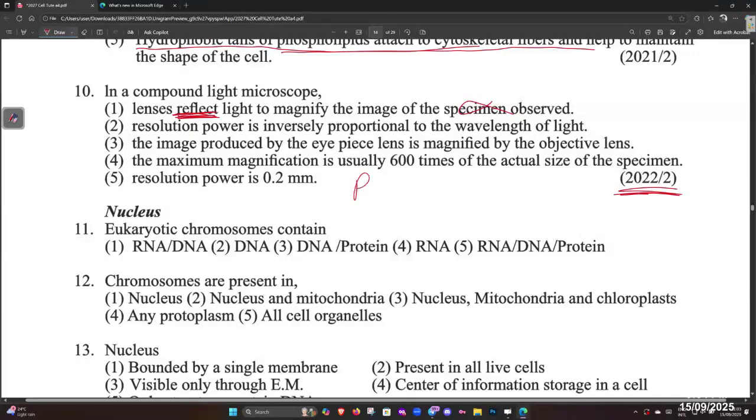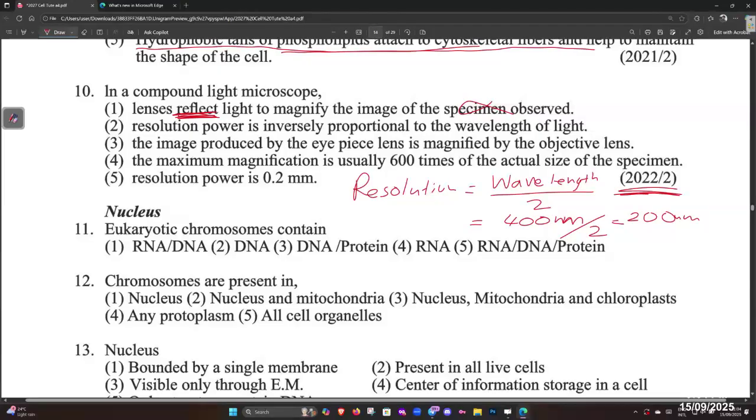Resolution is equal, what you said, people? Wavelength divided by 2. So if you take a light beam, minimum wavelength of light beam is 400 nanometers. 400 nanometers divided by 2 is 200 nanometers. So that we took as the resolution of the light microscope.